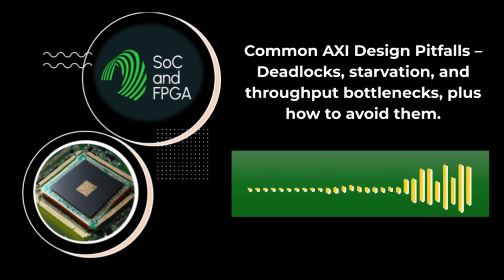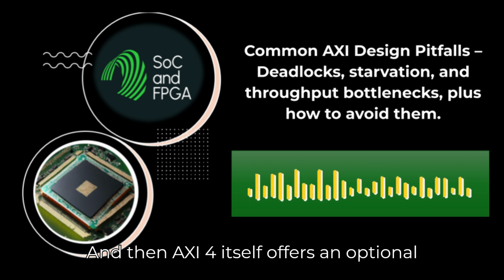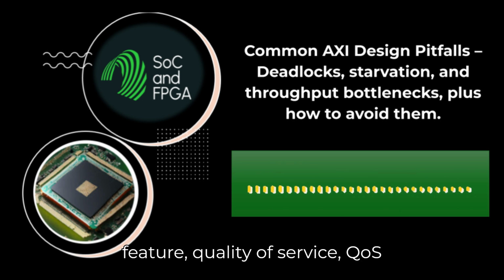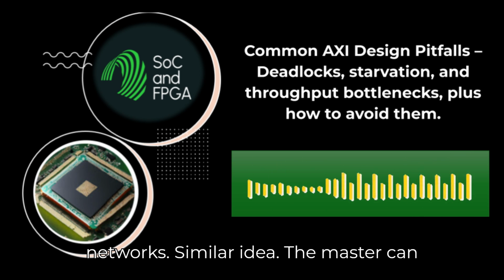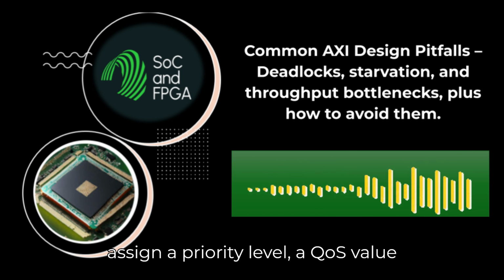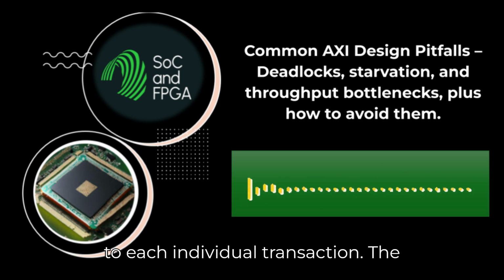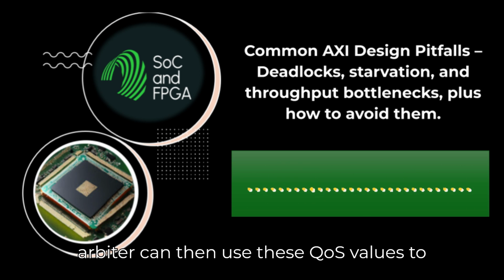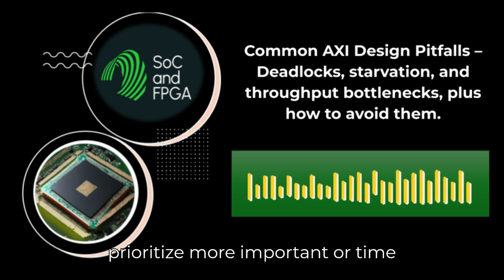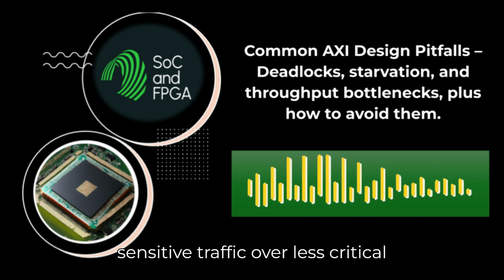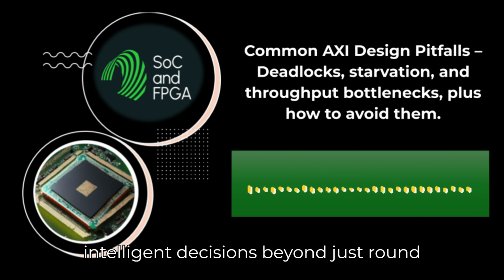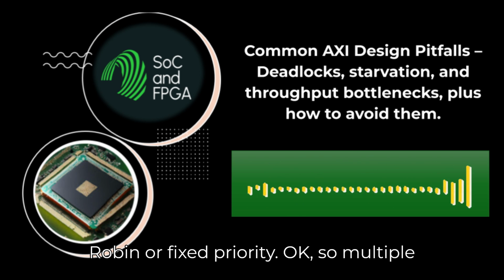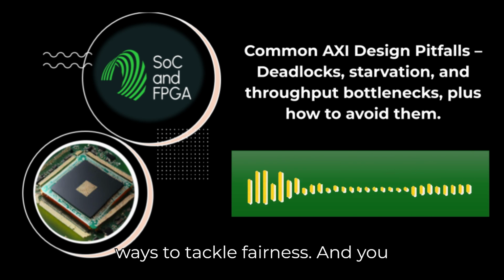Yes, another trade-off. And then AXI4 itself offers an optional feature, quality of service, QoS signaling. QoS, like for networks. Similar idea. The master can assign a priority level, a QoS value, to each individual transaction. The arbiter can then use these QoS values to prioritize more important or time-sensitive traffic over less critical data. So the master can say, this one's really important. Exactly. It gives the arbiter more information to make intelligent decisions beyond just round robin or fixed priority. Okay, so multiple ways to tackle fairness.